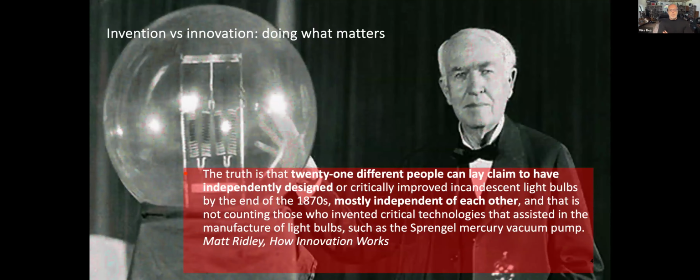There are some great quotes here from Matt Ridley's book about how innovation works, about, for example, the very famous Edison invention of the light bulb. As he points out, inventing it was the easy part. Lots of people had done it, mostly independent of each other. 21 different people had invented the light bulb, but really he was the one that brought the manufacture into the realm of possibility, with things like the mercury vacuum pump and a bunch of other things.